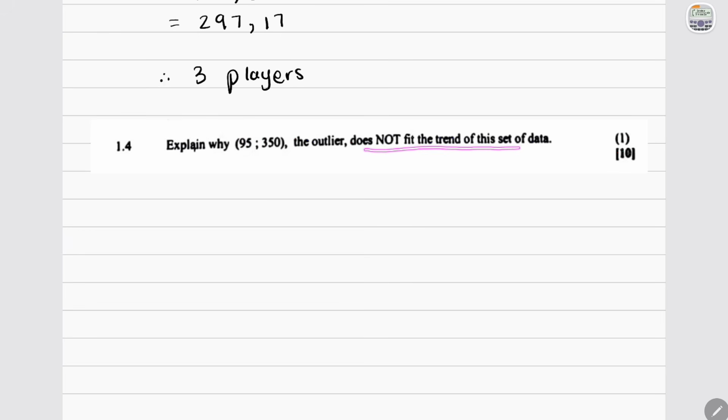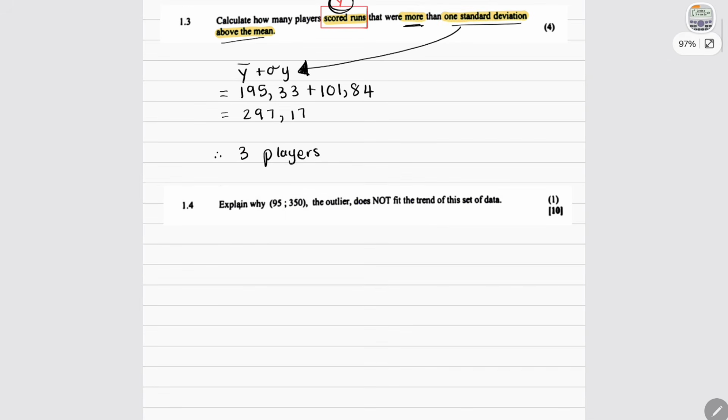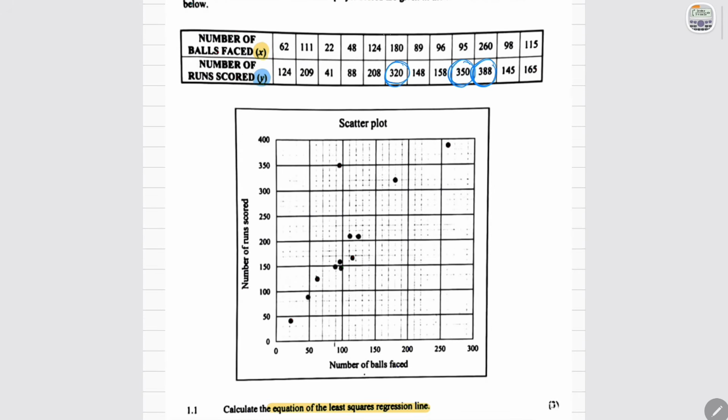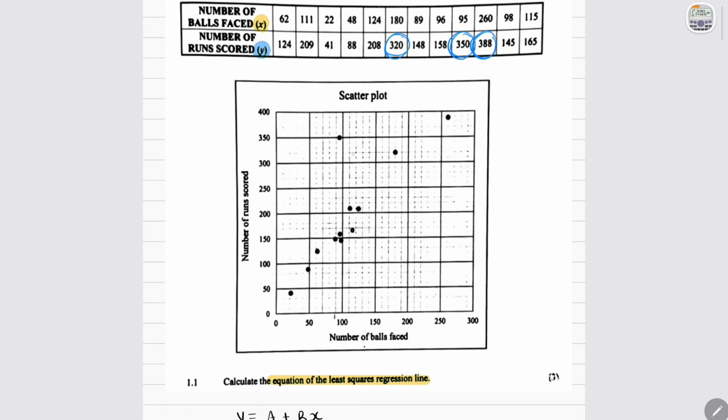Okay, question 1.4 says, explain why this point, so 95 and 350, the outlier, does not fit the trend of the set of data. Okay, so why does this point 95 and 350, which is this point over here, so 95, yeah, okay, and 350, that would be this point here.